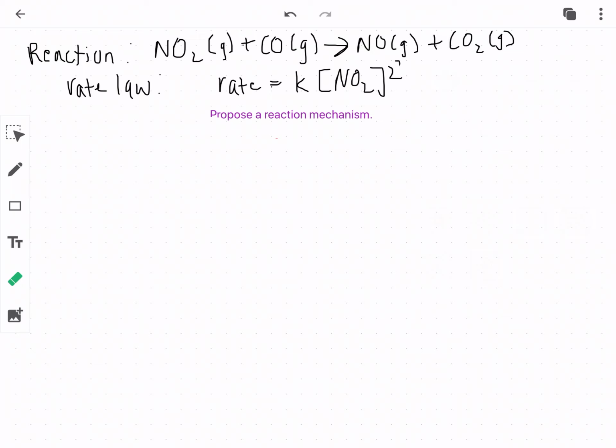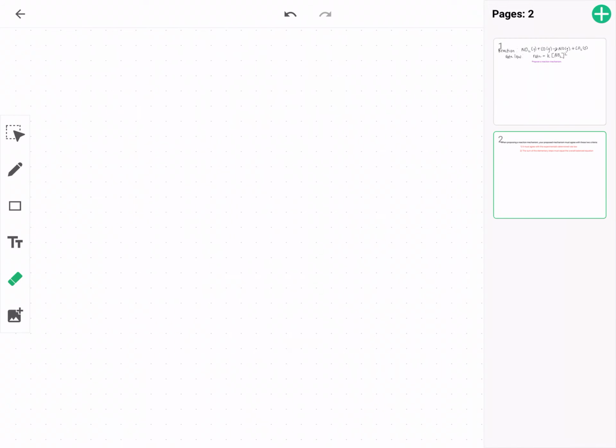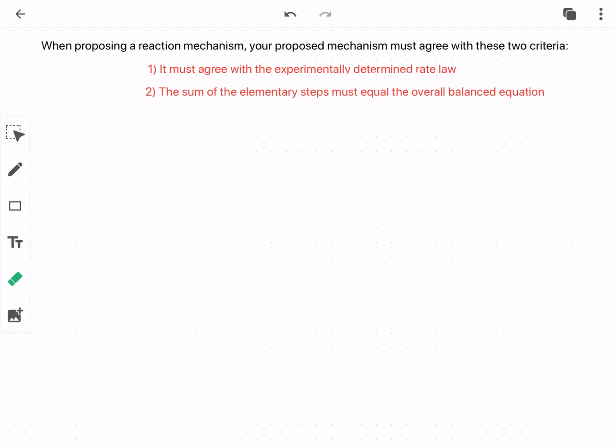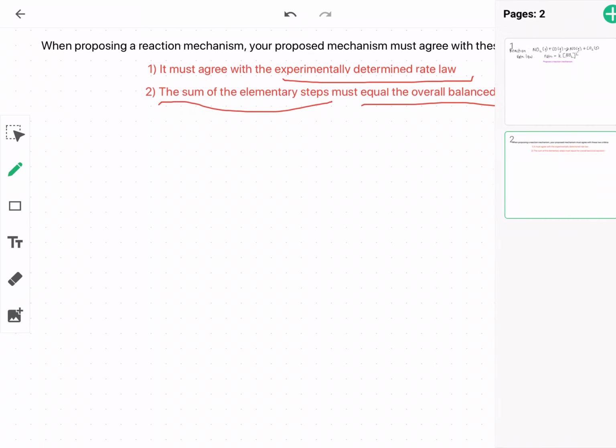For the reaction NO2 plus CO goes to NO plus CO2, we're given the rate law, which is second order with respect to NO2. We're asked to propose a reaction mechanism. In order to propose a successful reaction mechanism, it has to agree with these two criteria. The first criteria being that it must agree with the experimentally determined rate law, and the second one being the sum of the elementary steps must equal the overall balanced equation.